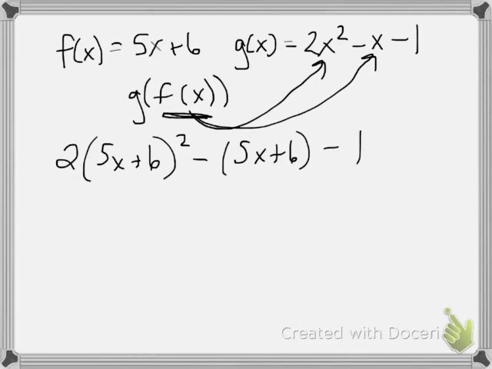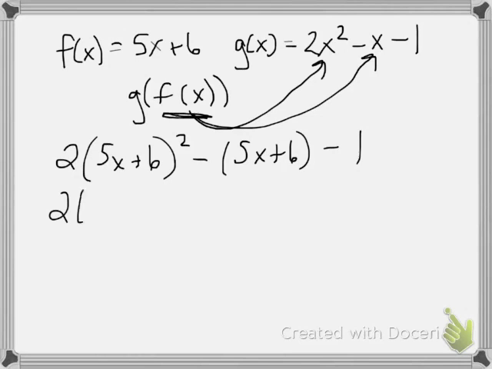So note how I've written g as 2 times something squared, minus something, minus 1, and in place of that something, I have put the function f of x, which is 5x plus 6. Also note I have used parentheses every single time I've put 5x plus 6 into my function g. All right, now all that's left is a little bit of algebra.